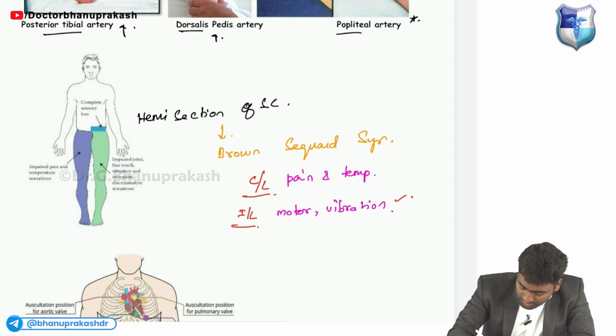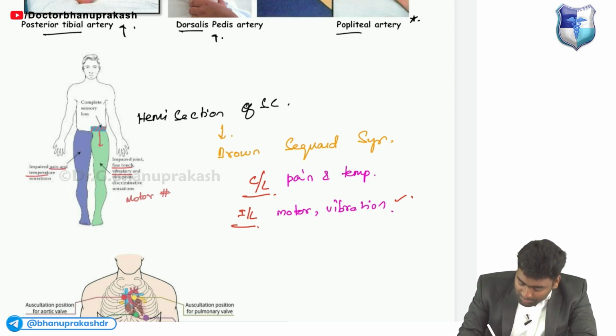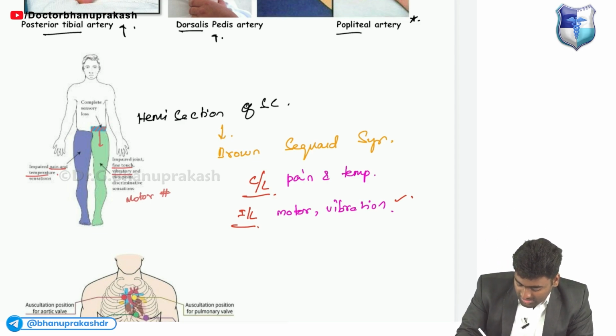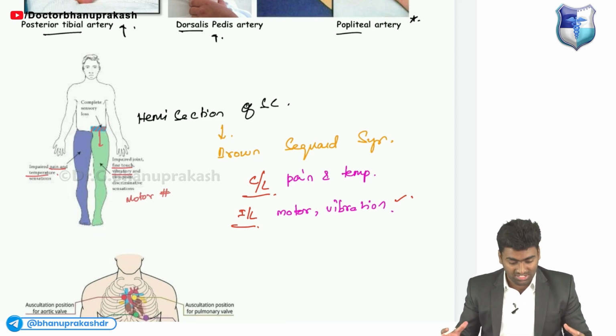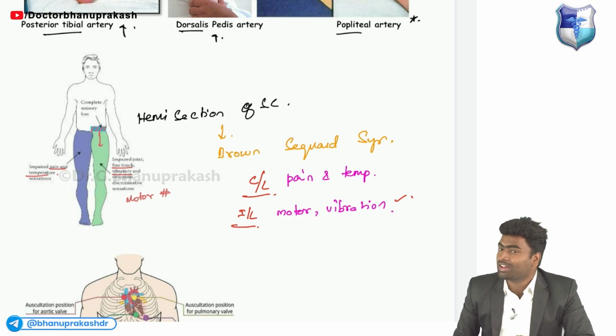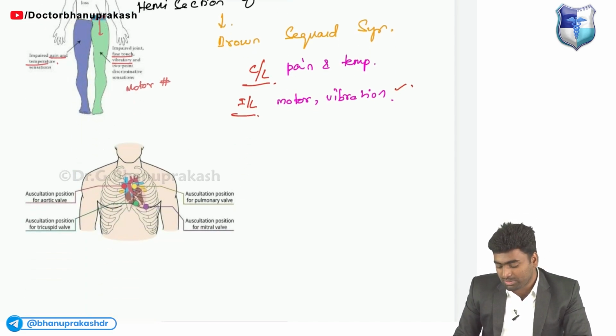You see here, on this side there is this transection, and on the same side you will be able to see that fine touch and vibration, along with motor functions, are damaged, whereas on the opposite side there is damage leading to loss of pain and temperature sensations, because we know there is something known as decussation. Okay, just remember this much for Brown-Séquard syndrome, and they will ask. You should be ready to answer it.